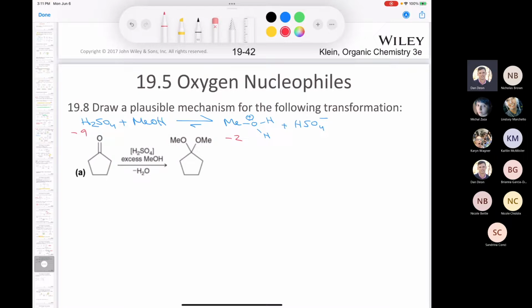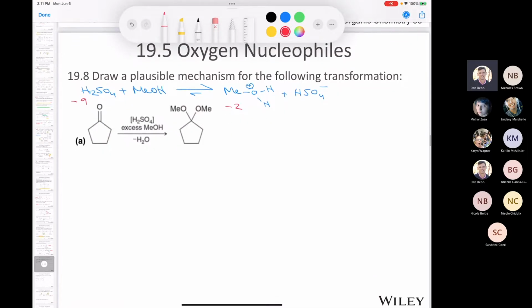That's a pretty big difference. Okay? So when we draw the protonation in the first step, this will be our acid. So let's do that, and let's begin. We'll start by drawing out the acid catalyst, the protonated form of methanol, or the conjugate acid of methanol, whatever you want to call it.